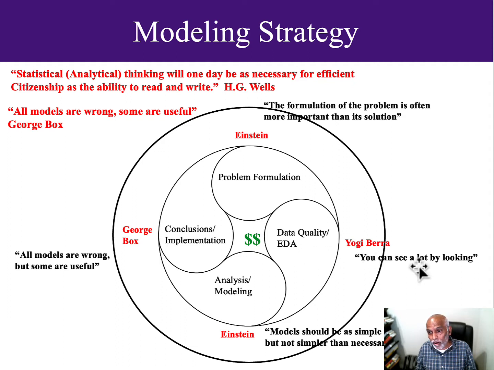I just want to recall this Yogi Berra statement. You can see a lot by looking. So visualization matters a lot. And then that should lead you to analysis and modeling. Einstein says models should be as simple as possible but not simpler than necessary. So that's where you bring in the ideas about what is meant by a right model, okay, where you will talk about the bias variance trade-off as well as the training error curve versus the validation error curve.